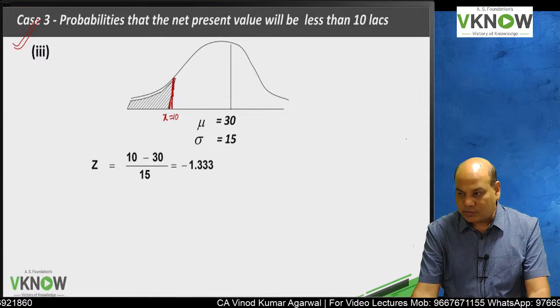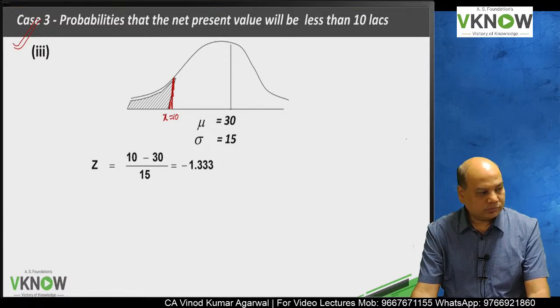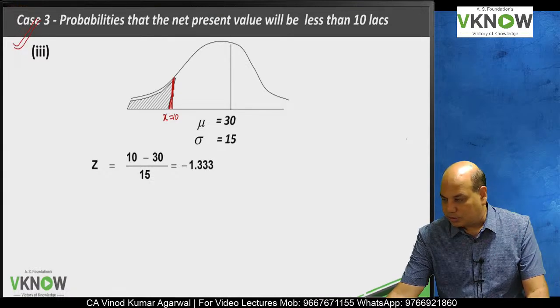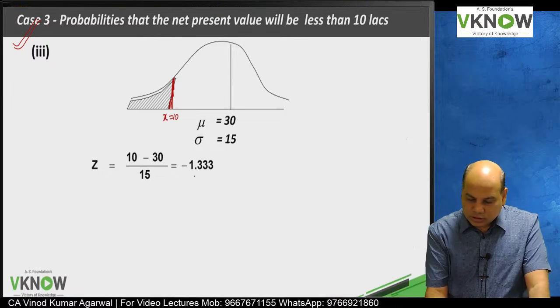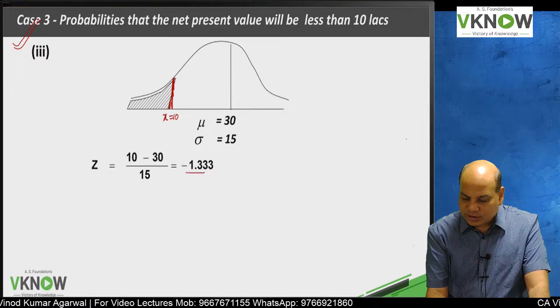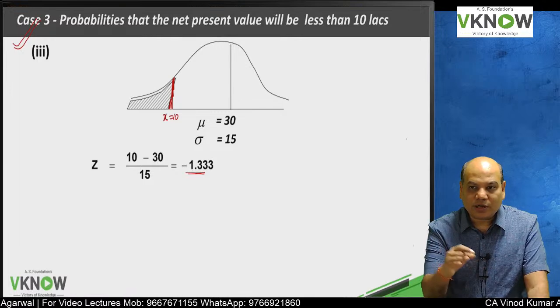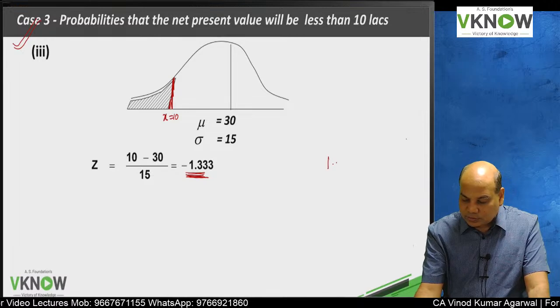Z value is 10 minus 30 upon 15. It comes to minus 1.333. Ignoring negative sign, because the probability is same whether it is on the left side or the right side. So minus sign ignore. Search for the number 1.33 in the normal table.